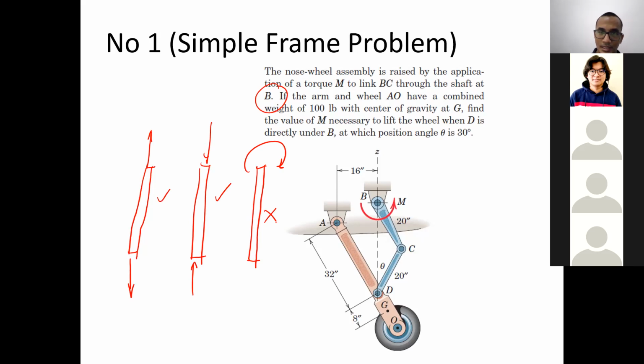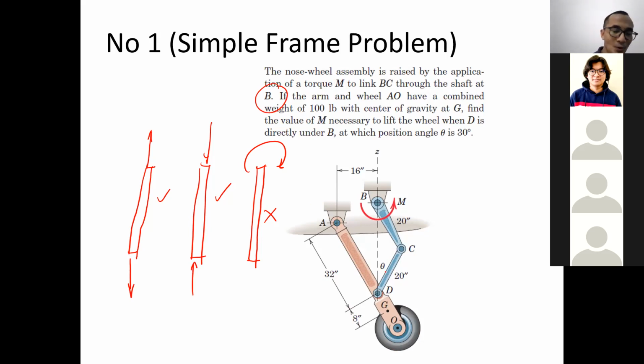DO is not a two-force member. From A to O is a straight member, and it has a hole at D like this. Randy, do you understand? Yes, sir.